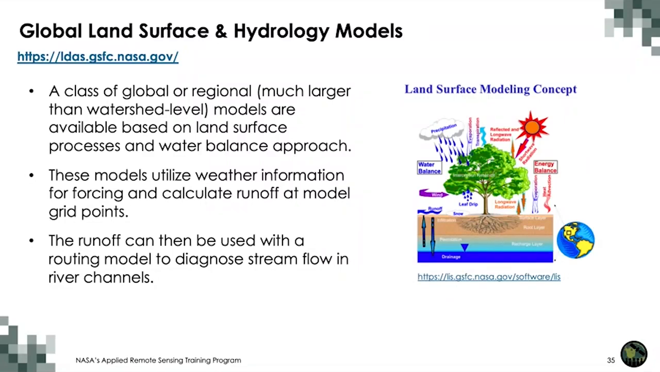So finally, we want to talk about global land surface and hydrology models. We talked about HECRAS and SWAT type of models, which are used for small watersheds or small river basins.